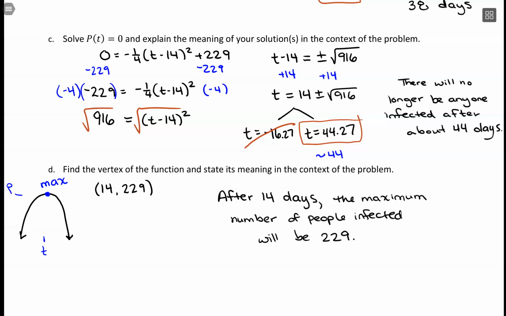All right, so that's some ways we can work with our quadratic functions in a word problem and using the Desmos calculator as a support.